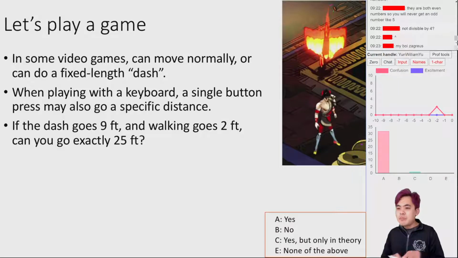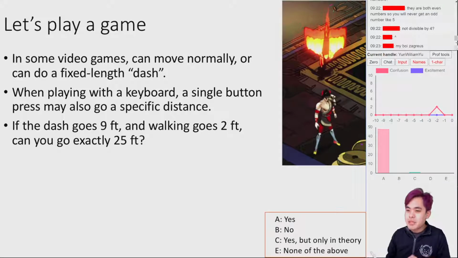Okay, yeah. So we have most people saying yes. One or two people, I think, said yes, but only in theory. But remember, this is now a video game, not real life, and so it's actually easier to do these sorts of exact summations. Well, let's take a look at how we do this.